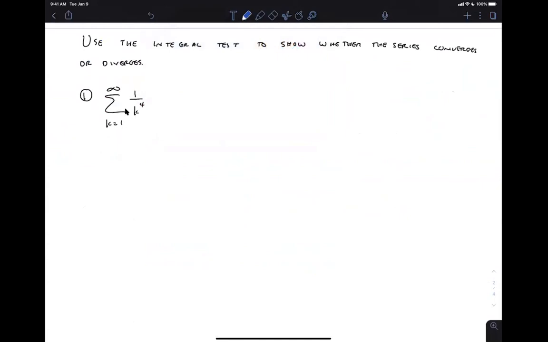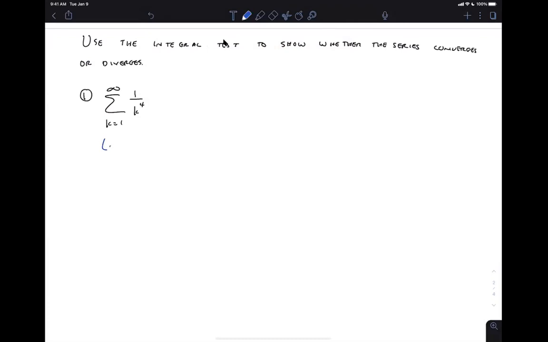This was one we did early last week, probably, right? Or the week before even. Isn't it a P series? Yeah, this is a P series. It converges because P is bigger than 1. Does that make sense? So we should for sure not be using the integral test, but because we're told to, let's do it just to see how this works.